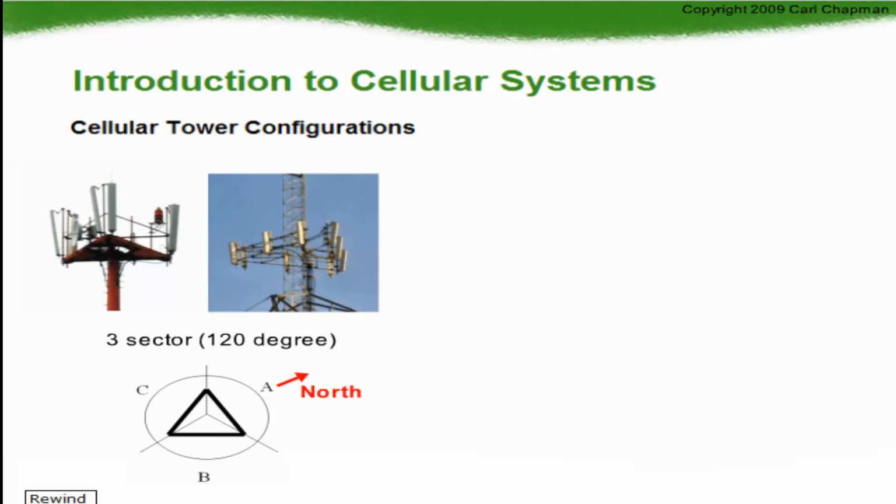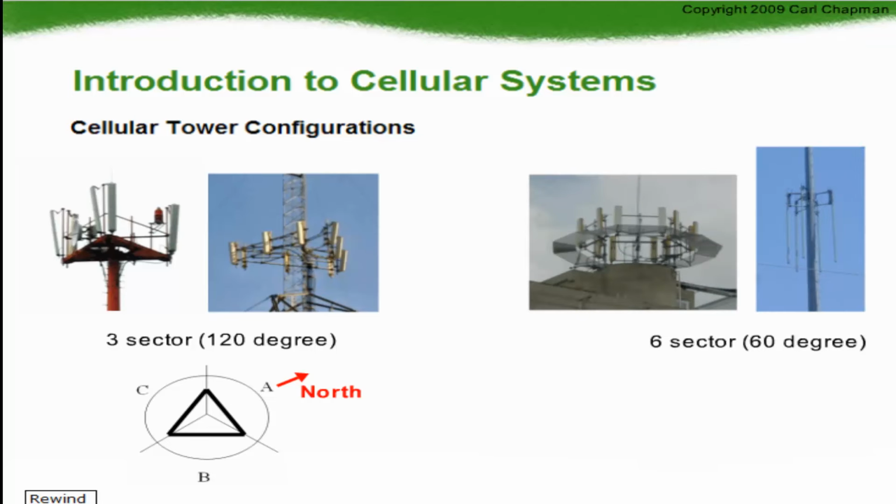It is common for operators to configure 3-sector cell sites around freeways and main roads as 2-sector sites. Another configuration is the 6-sector or 60-degree cell site. This can be visually identified by the hexagon structure on top of the tower. The sectors are typically named in a clockwise manner A through to F, or U through to Z. The A sector points north as an industry standard, and each sector has a different group of channels.